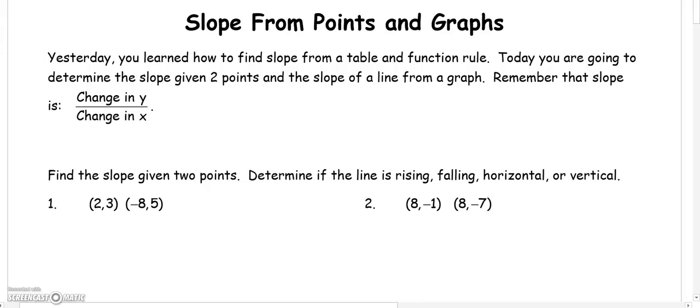This video is about finding slope from points and graphs. So yesterday you learned how to find the slope from a table and a function rule. Today we're going to determine the slope given 2 points and the slope of a line from a graph. The thing you need to remember from yesterday is that slope is your change in y over your change in x. So first let's start by looking at given 2 points.